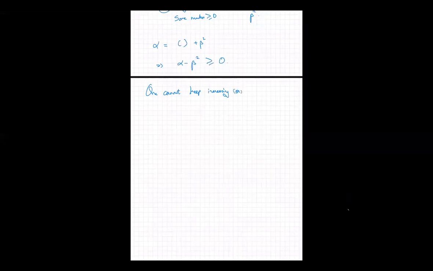Increasing or decreasing the value of beta indiscriminately, because we will violate the constraint alpha minus beta square is greater than or equal to 0.